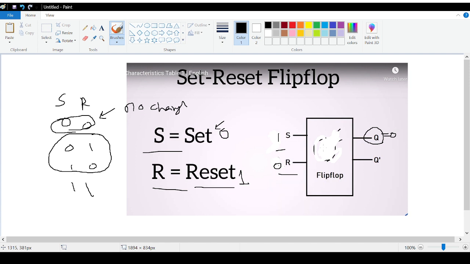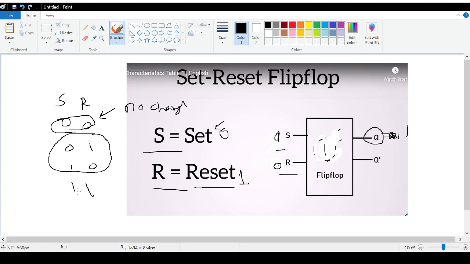Ma'am, 1. Yes, I am setting the value, so 1 will be stored. And then if I pass 0, so Q will be 1. And then if I pass 0, 0 through SR, then what value will be stored? Ma'am, 1. Right, 1 will be stored, because if I pass 0, 0, then there is no change, okay?